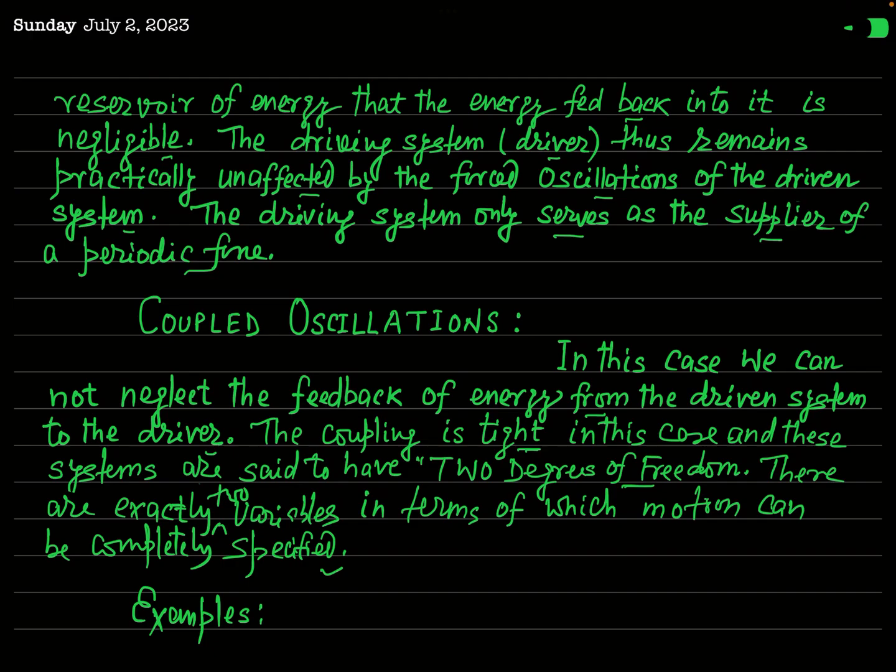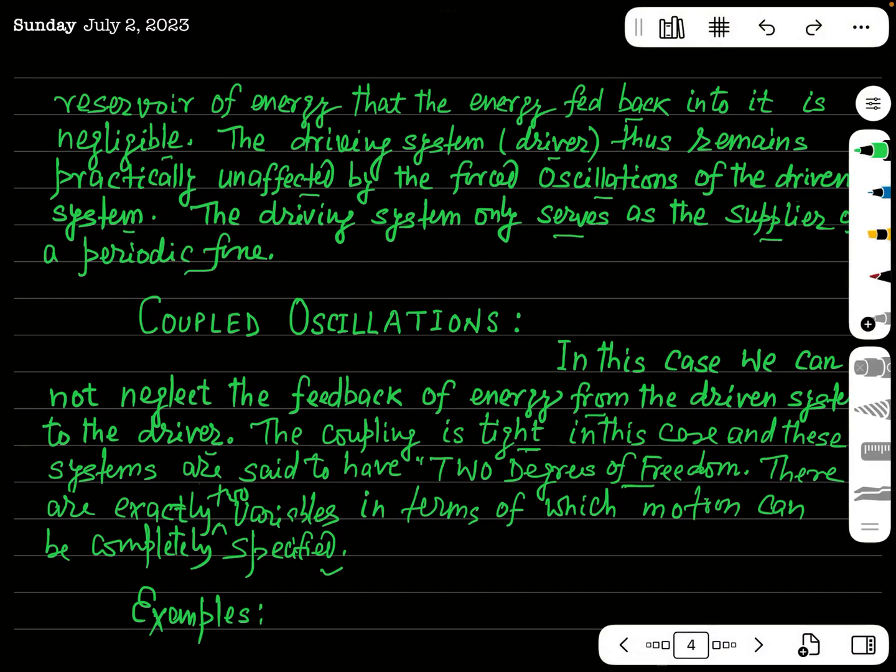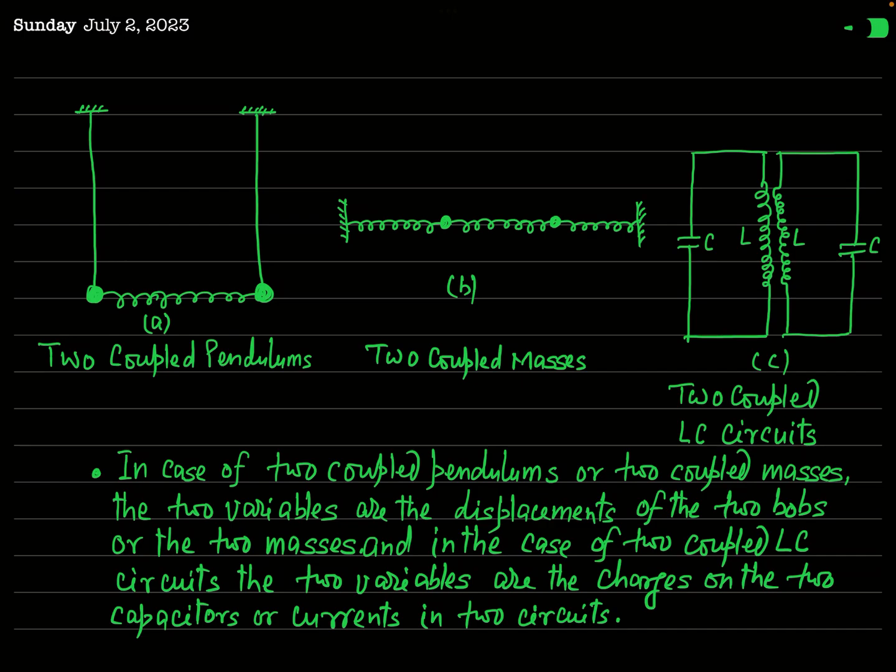Now we will see some examples of 2 coupled oscillating systems, as you can see in this figure. In figure A, there are 2 simple pendulums with their bobs attached to each other by means of a spring. This is the bob of pendulum number 1, this is the bob of pendulum number 2, and these 2 bobs are connected to each other by this spring, let us say of spring constant K. So this is just 2 coupled pendulums, and an ideal example of 2 coupled oscillators.